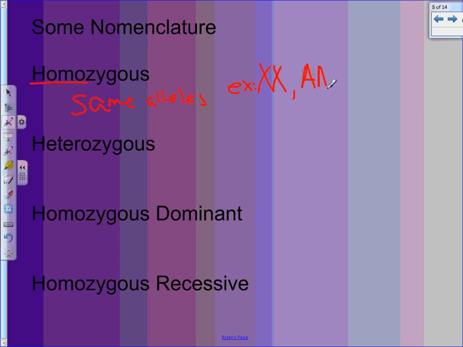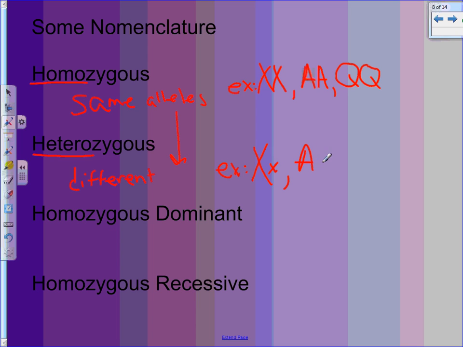You guys are pretty quick, so you probably already figured out what heterozygous means. Remember, if homozygous is same alleles, hetero we know means different. So these are going to be different alleles. An example of this, if we use the same letters up here, big X, little x, that would be heterozygous because they're different. Same thing with big A, little a, or big Q, little q. Sorry, my letters are kind of messy. I'm doing this with a mouse. It's harder than you think.